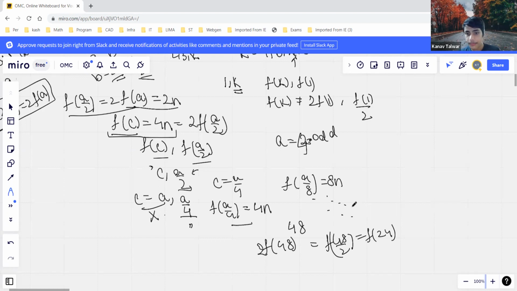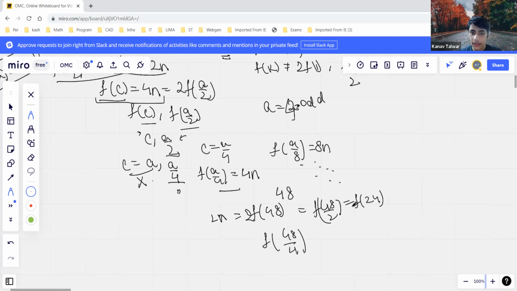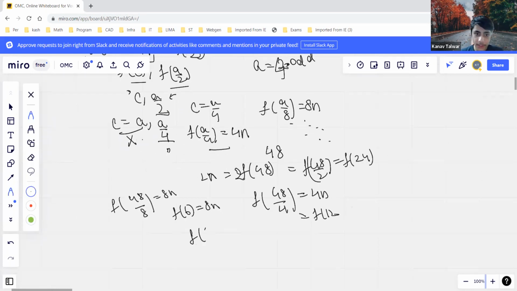which is equal to f of 24. But then we prove that f of 48 by 4 is equal to 4n, but this is equal to f of 12. And then we prove that f of 48 by 8, like we can do this again, is equal to 8n. But this is equal to f of 6, which is equal to 8n. Then we can again divide by 2, that is f of 48 by 16 is equal to 16n. But then f of 3 is equal to 16n.